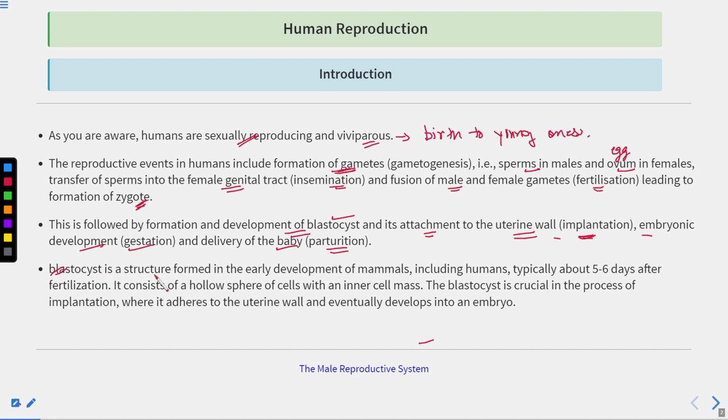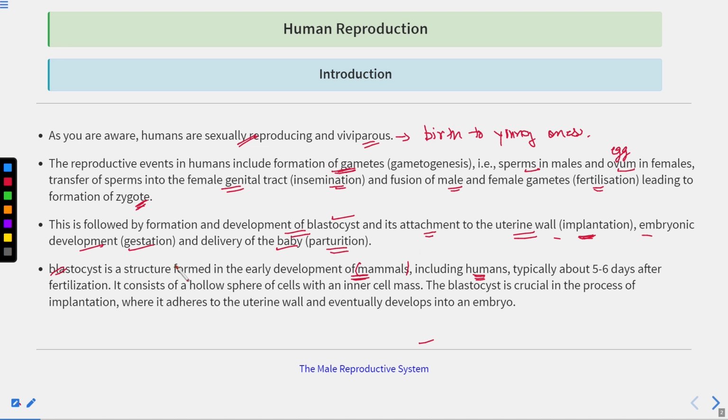Now the blastocyst is a structure formed in the early development of the mammals. Humans are mammals. And what are mammals? Mammals are the organisms which have the mammary gland, and also they have hairs on them. So these are the characteristic features of the mammals. So humans are mammals. If we talk about the female, they have the mammary gland, and we have hairs also present on the skin.